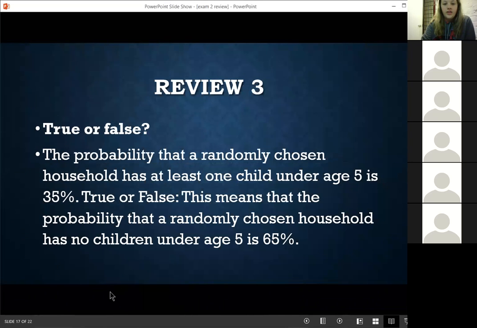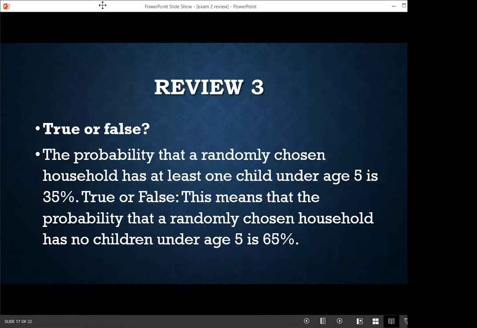All right, let's try another one. So true or false, the probability that a randomly chosen household has at least one child under age 5 is 35%. So true or false, this means that the probability of a randomly chosen household has no children under age 5 is 65%. So go ahead and try this one out.